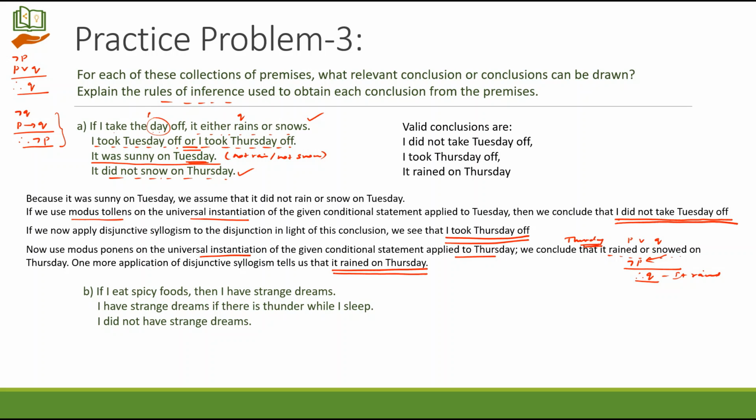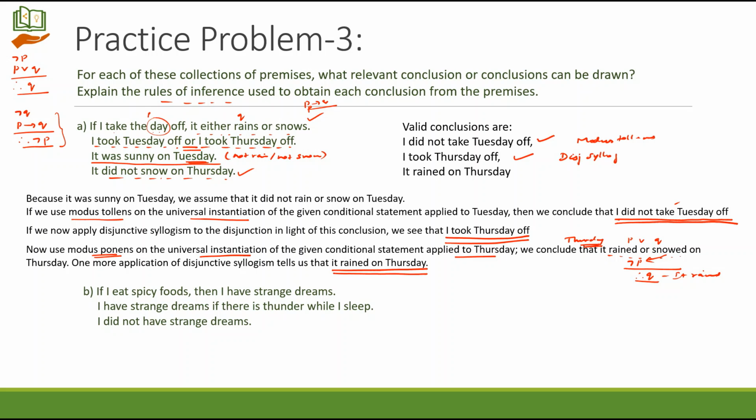What are the valid conclusions? I did not take Tuesday off, from Modus Tollens after applying universal instantiation for Tuesday. Then we had I took Thursday off, based on disjunctive syllogism over the conclusion that was taken previously. Then we had it rained on Thursday, based on the universal instantiation of Thursday, where we go with modus ponens. So this is like P implies Q, and we say that day is Thursday.